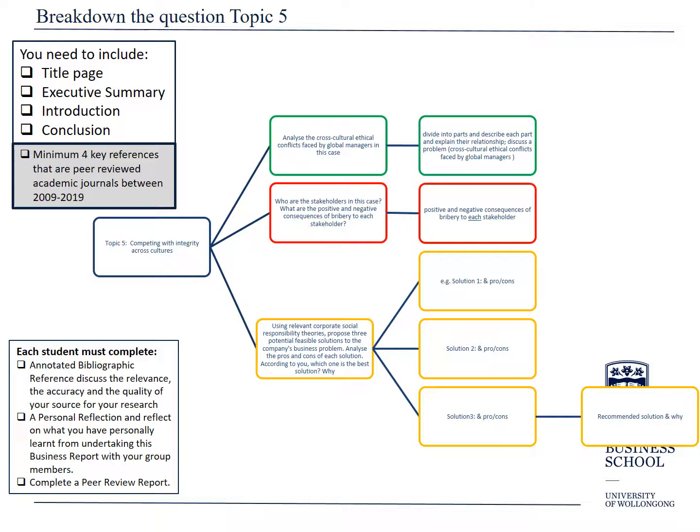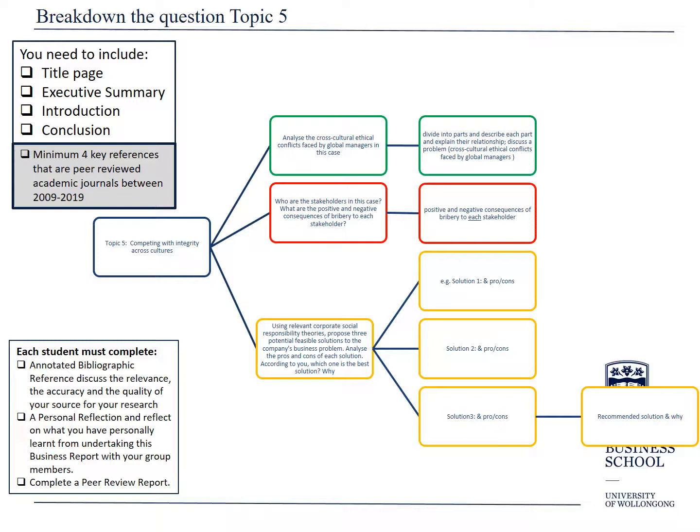And then based off that information above, we need to use relevant corporate social responsibility theories to propose 3 potential feasible solutions to the company's business problem. We need to analyze the pros and cons of each solution, and according to you, which one is the best solution and why. So here, we need to provide those 3 solutions, including the pros and cons around all solutions, and then make an ultimate recommendation on which of those solutions is best and why.